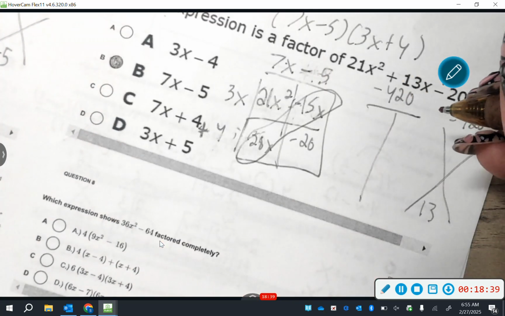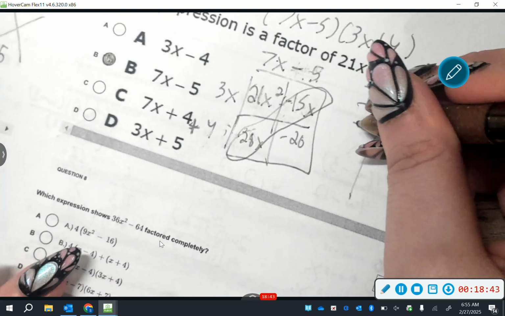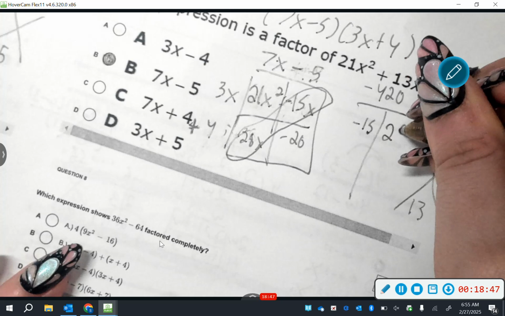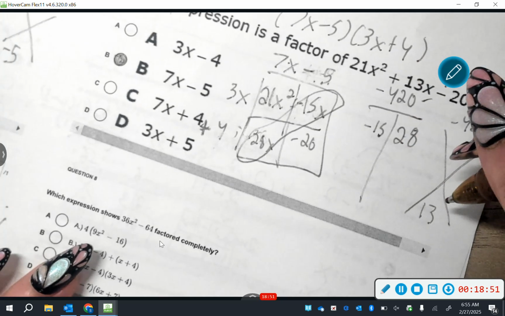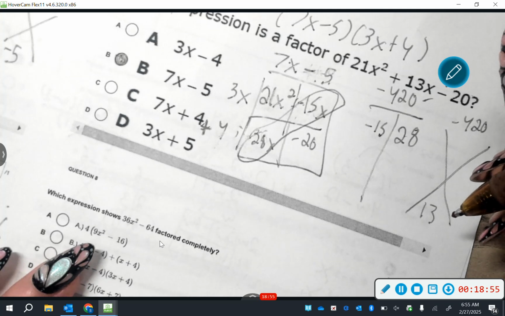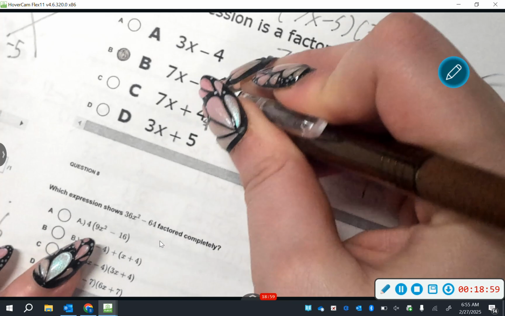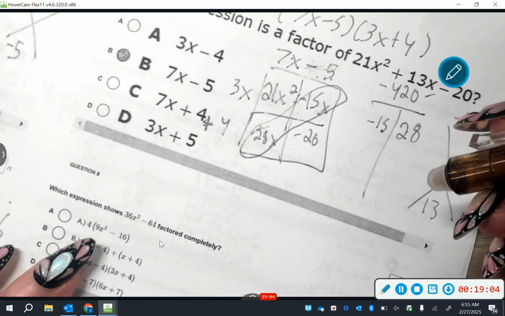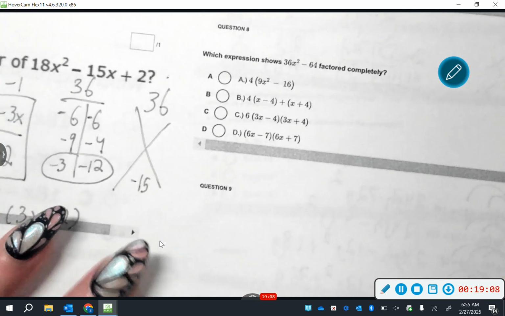How would you box that, though? Apparently, negative 15 times 28 gets you negative 420 and adds up to 13. I wouldn't have come up with that, honestly. Guess and check was more helpful on that one, for me at least. But then again, you saw how much I was erasing and how confused I was. Yikes. Now we're only on question 8.